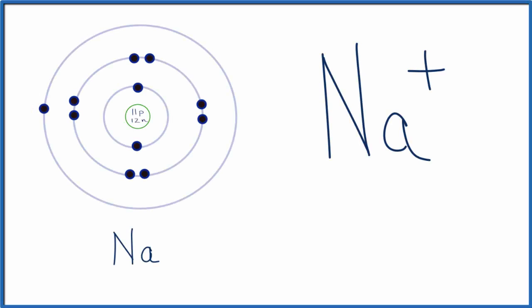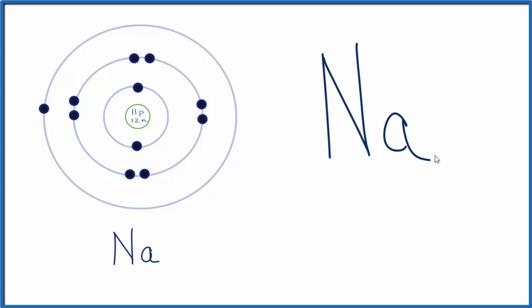In this video, we'll draw the Lewis structure for Na+, the sodium ion. Before we do that though, let's take a look at just Na, sodium, as it's found on the periodic table. So if we have just Na, that's a neutral atom. That means the number of protons and the electrons, they're the same.